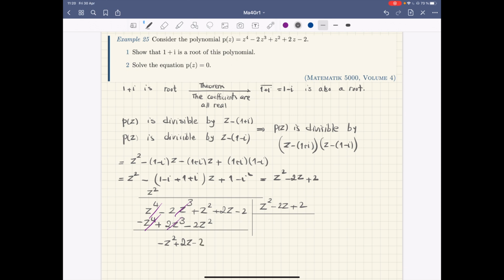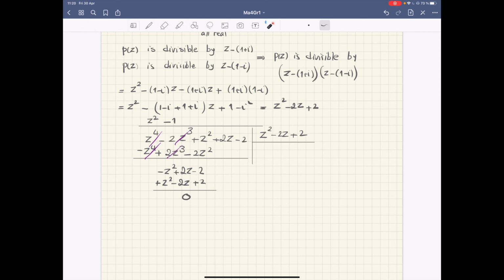And then I do the division once more, so immediately you see that I get minus 1. I multiply minus 1, change the sign, it becomes positive z squared minus 2z plus 2, and then immediately I get 0. So you see, even though you had more terms, the long division is just 2 steps. This means that P of z is equal to z squared minus 1 times z squared minus 2z plus 2. If I put it equal to 0, then z squared is 1, so z is plus or minus 1. These are 2 roots.